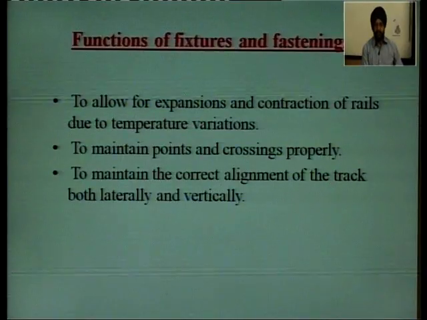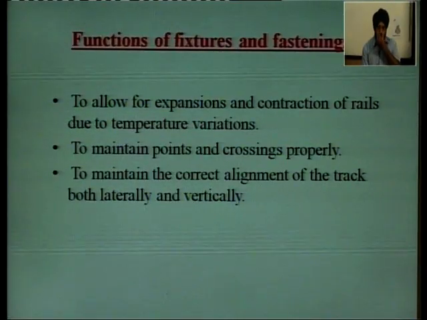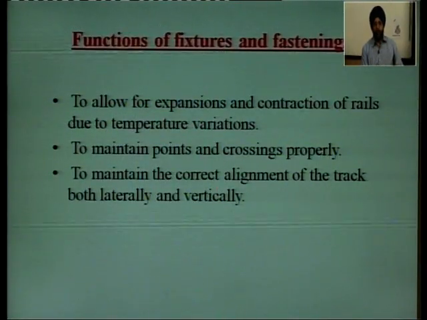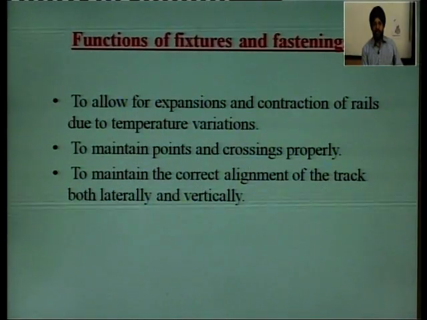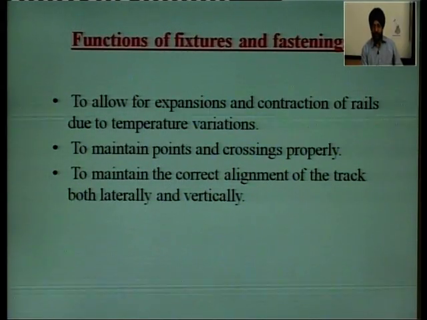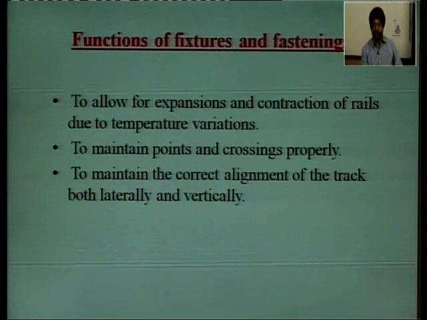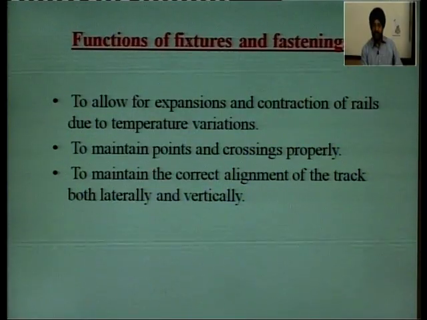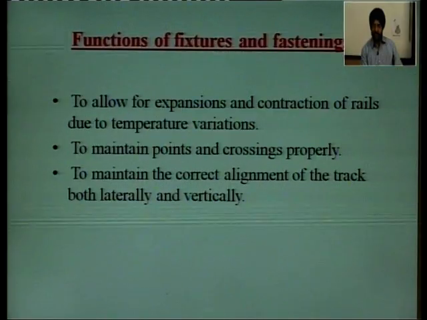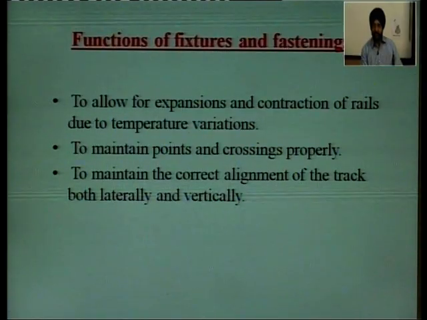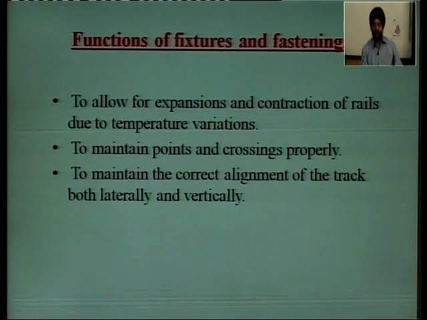Something more about the functions. Now, these allow the expansions and contractions of rails due to the temperature variations. Very important factor. Due to temperature, there is a contraction and expansion in the rails. So, these fixtures give that tolerance or allowable limit so that these rails can expand or contract during the temperature variations.